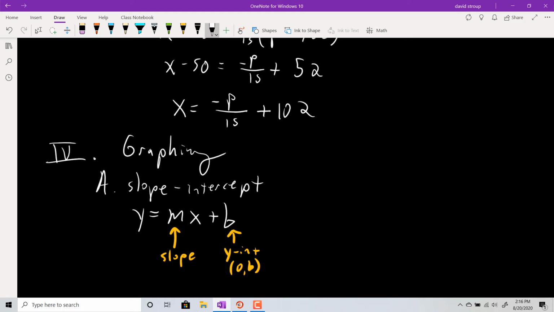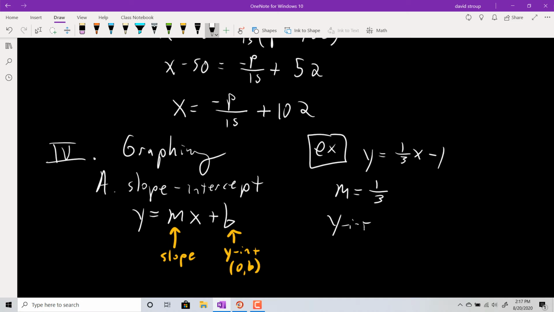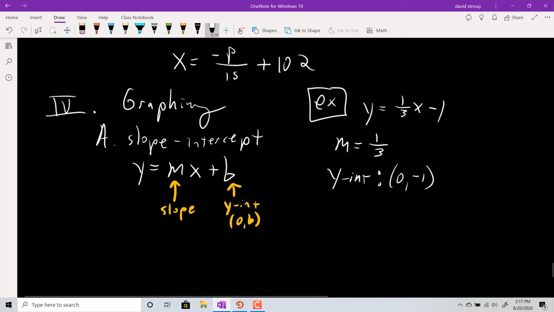Okay, let's look at an example. So y is 1/3 x minus 1. What is the slope? So the slope is whatever's in front of x, which is 1/3. And then the y-intercept is the leftover part without the variable. Right? So that would be (0, -1). And then we can graph it just using those two things.